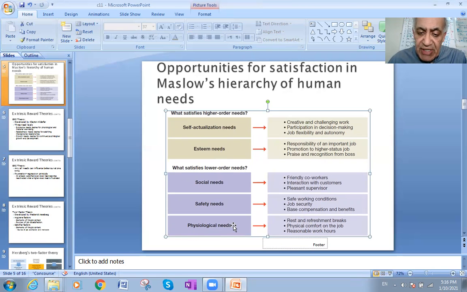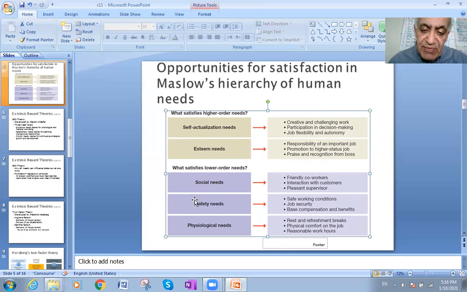The physiological needs come at the bottom of Maslow's pyramid. But here we use it to give the laborers or workers refreshment breaks, physical comfort when they are doing the job, no hazard, nothing, reasonable work hours. They shouldn't work excessive hours. They should work regular hours. So this is how to satisfy the physiological needs for the people who are working in an organization. And any manager should know about these points.